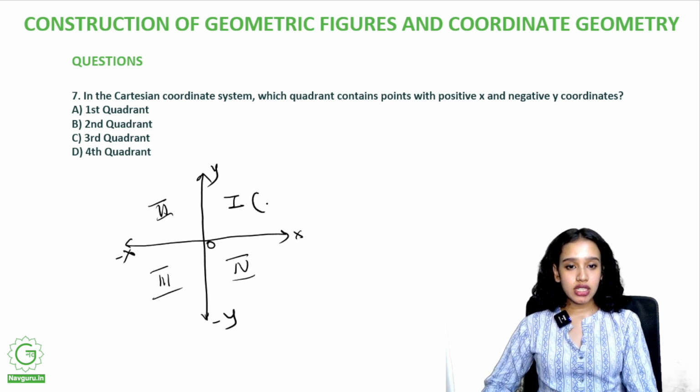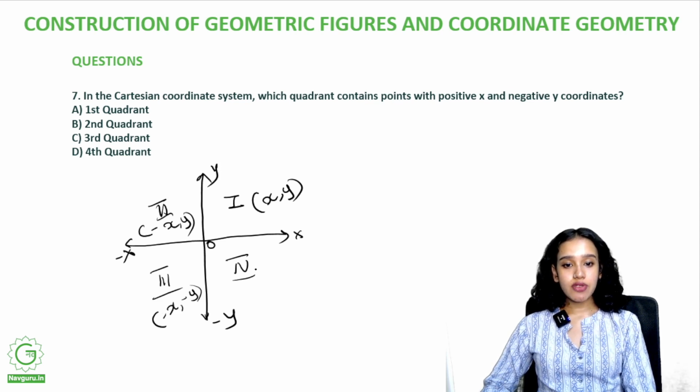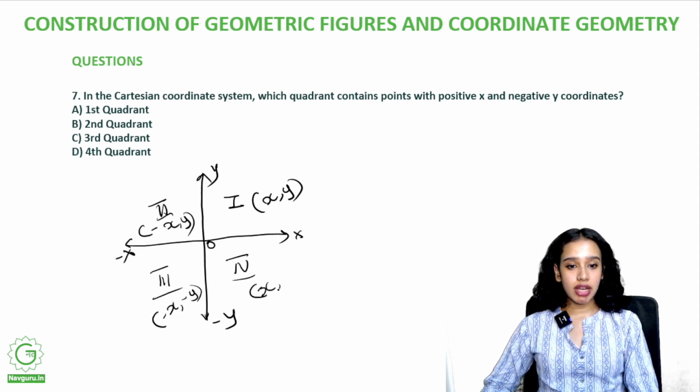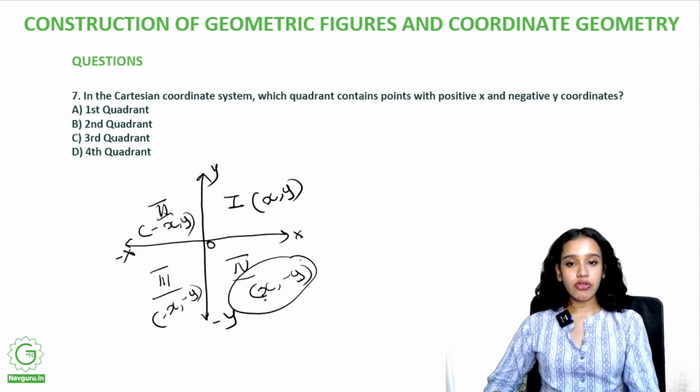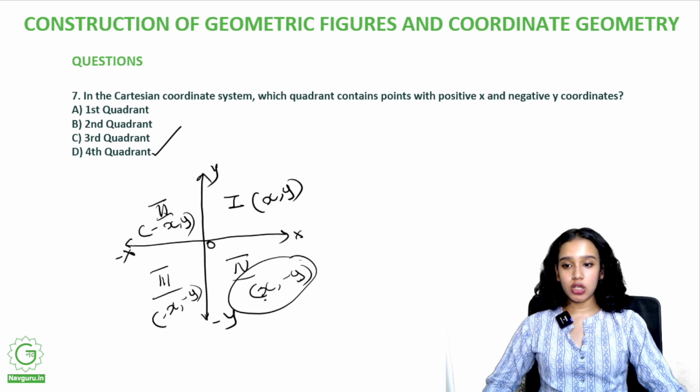For first quadrant, it was positive x and positive y. Second quadrant, it was negative x and positive y. Third quadrant, it was minus x and minus y. And fourth quadrant, it was x and minus y. We need positive x and negative y, so it's the fourth quadrant. The answer is fourth quadrant.